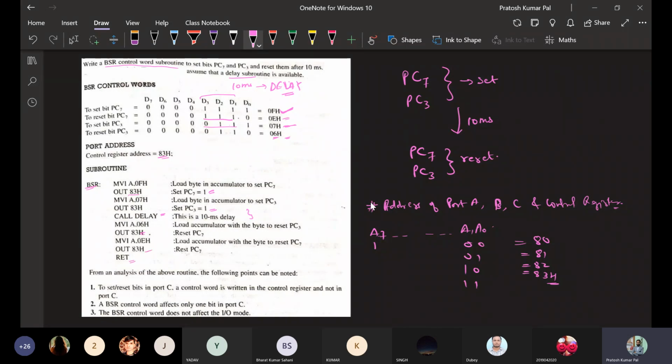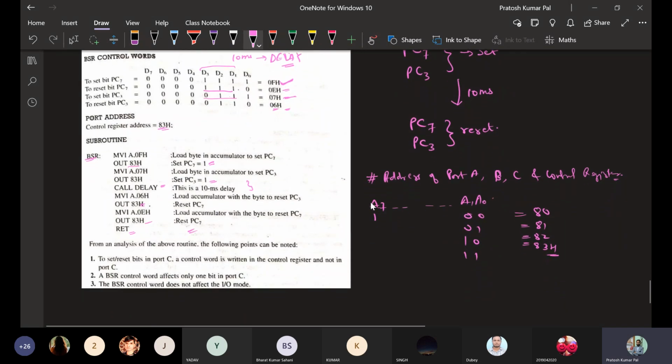So this is the complete program that can be used to set and reset particular bits of port C. This is how we have to write the program, such that the microprocessor sends the command to the control register, and from there the 8255 operates according to its need. Okay, so from there some points can be analyzed.